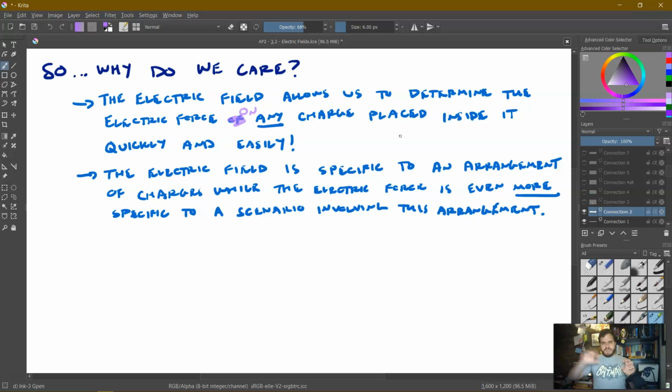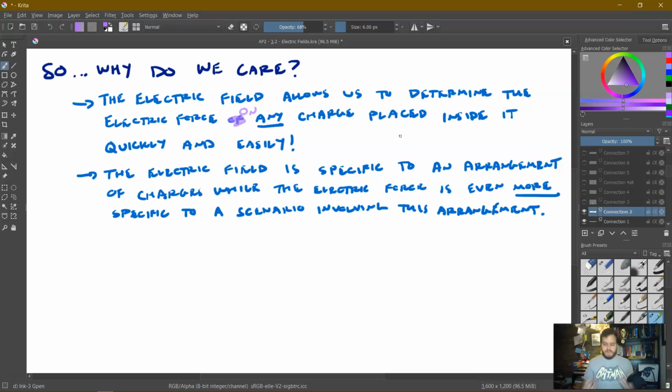If I have some arrangement of charges, I can determine the electric field for those, and they're not going to change as long as I don't move any of them around. And if I put another charge in there, I can quickly figure out the electric force on that charge no matter what the charge is that I put there. So let's talk about that in a little bit more detail.